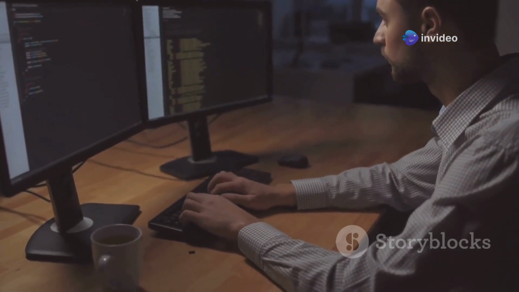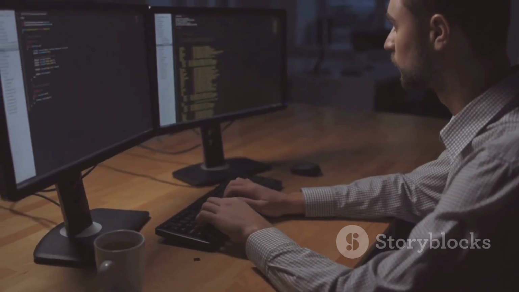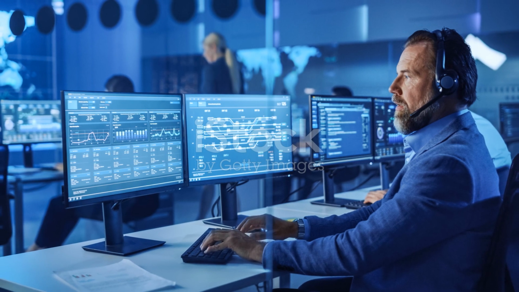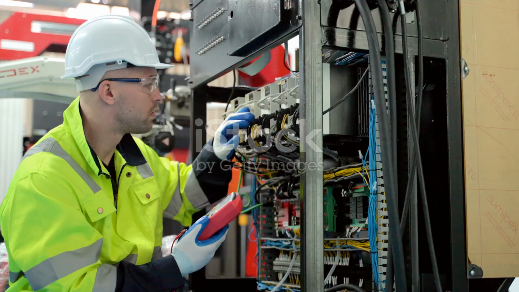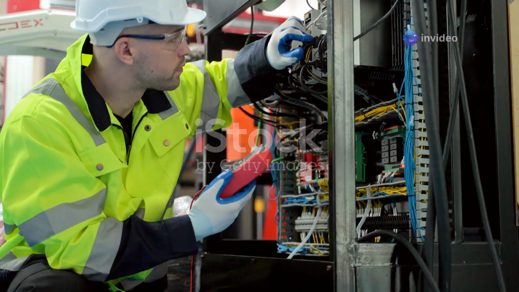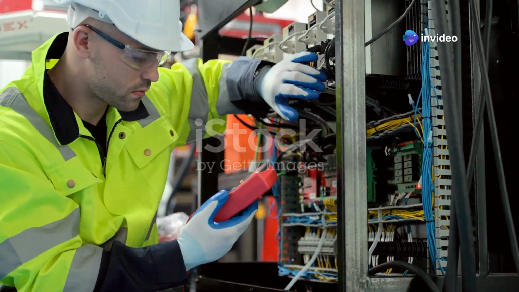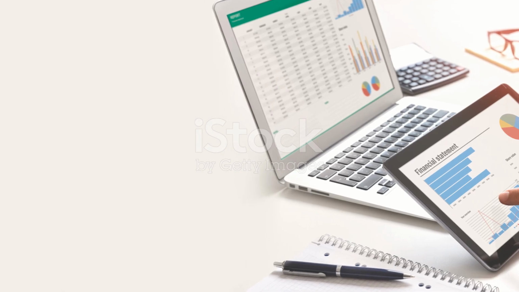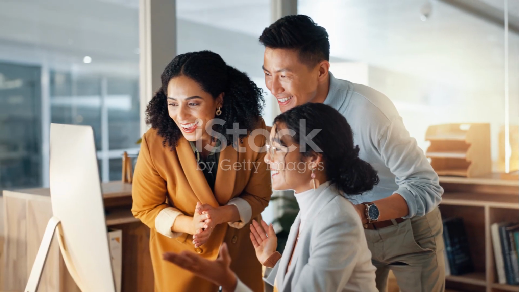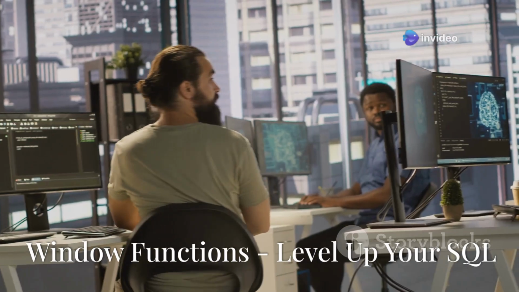Want to crack a Google-level data science interview? Your SQL skills need to be sharp, efficient, and practical. Today I'm sharing the 5 most critical SQL techniques for data scientists. These are the exact methods used to solve real-world problems, impress interviewers, and handle complex datasets like a pro. Stick around. By the end, you'll be one step closer to SQL mastery.